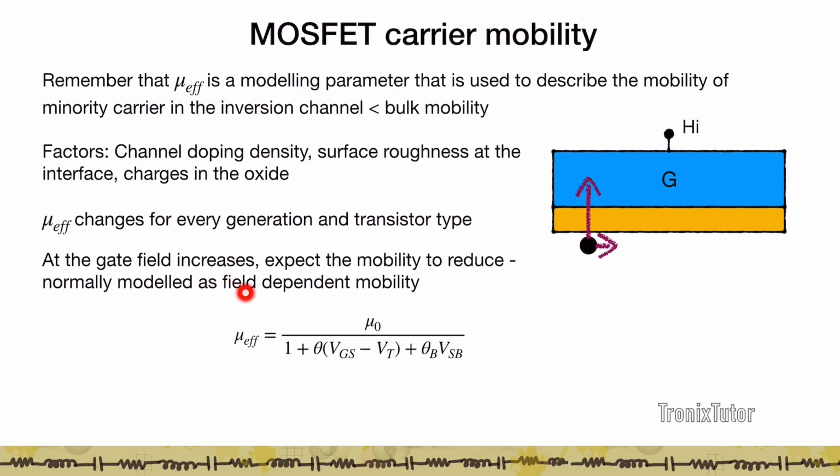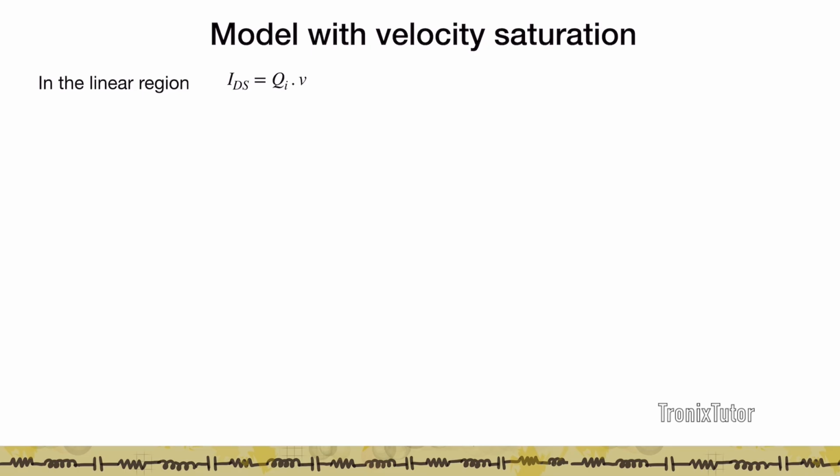And this is normally modeled using what is known as a field dependent mobility, where mu effective is inversely proportional to this Vg minus Vt. So as your Vg increases, your charge in the channel increases, but it ends up reducing the mobility. Theta is a fitting parameter, so this is normally measured and then the model is fit to measurements. You also have a similar relationship to VSB, because VSB also changes the electric field that this electron sees in the channel. Now let's look at what happens to the current model if I include velocity saturation.